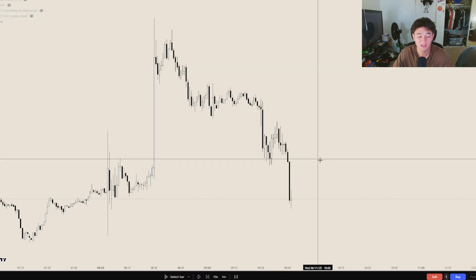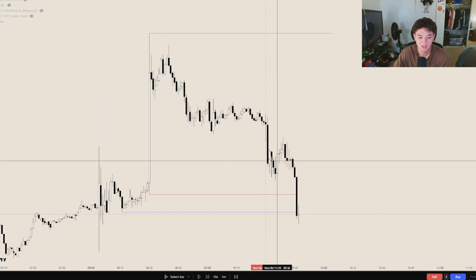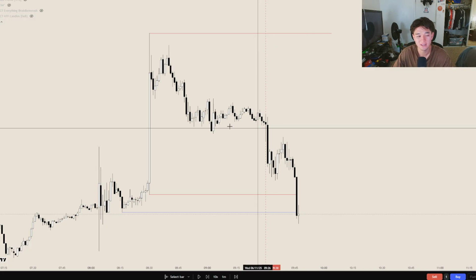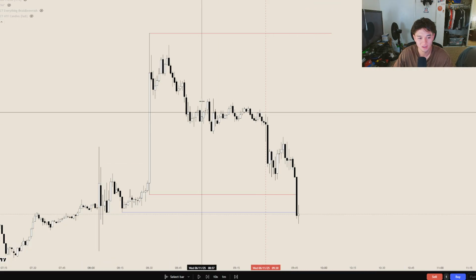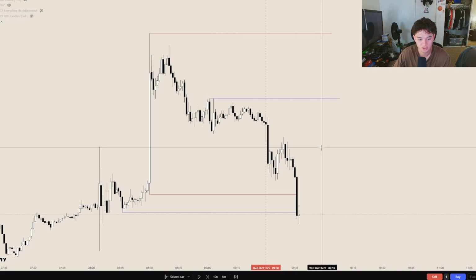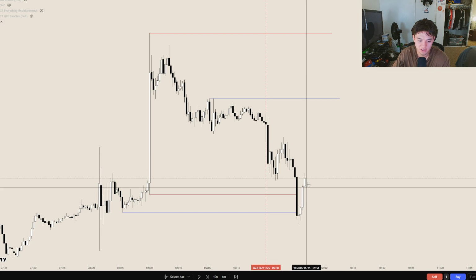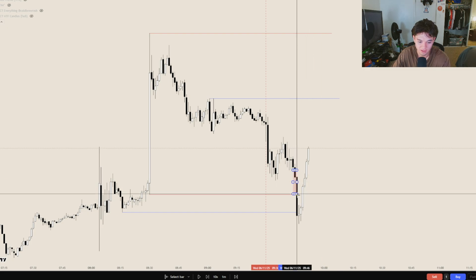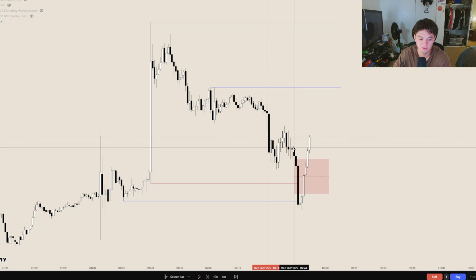So now I'm looking at these imbalances. I want to see if we run through these imbalances. And if we run through these, I'm pretty sure that we are going to data highs. But I'm looking at these equal highs. So letting the market do its thing, we start to push up aggressively. Okay. We run through this bearish imbalance and we get a change in the state of delivery right here.